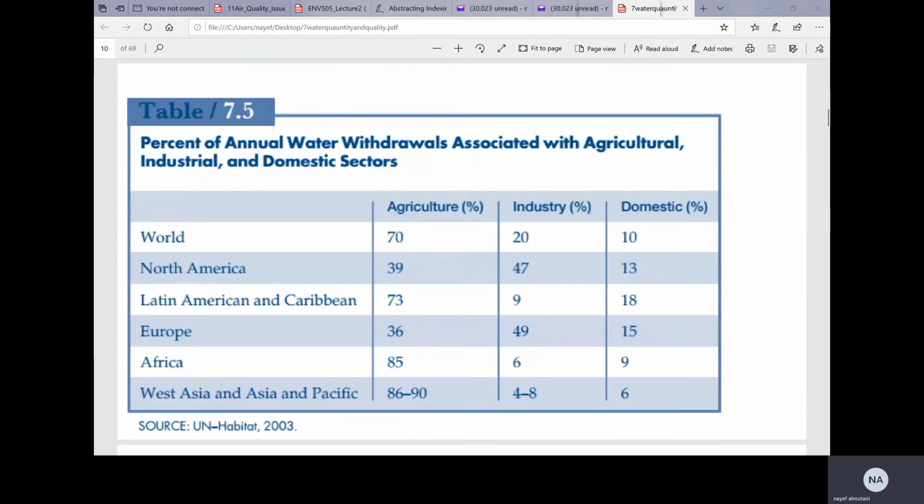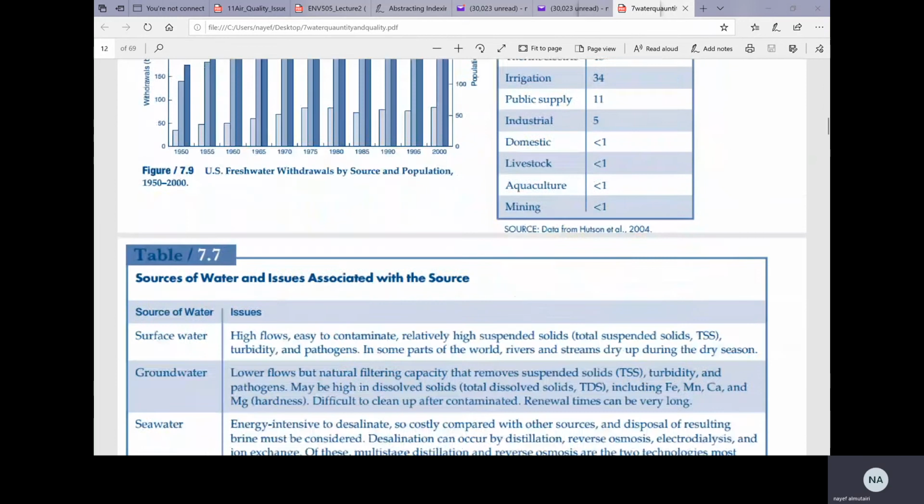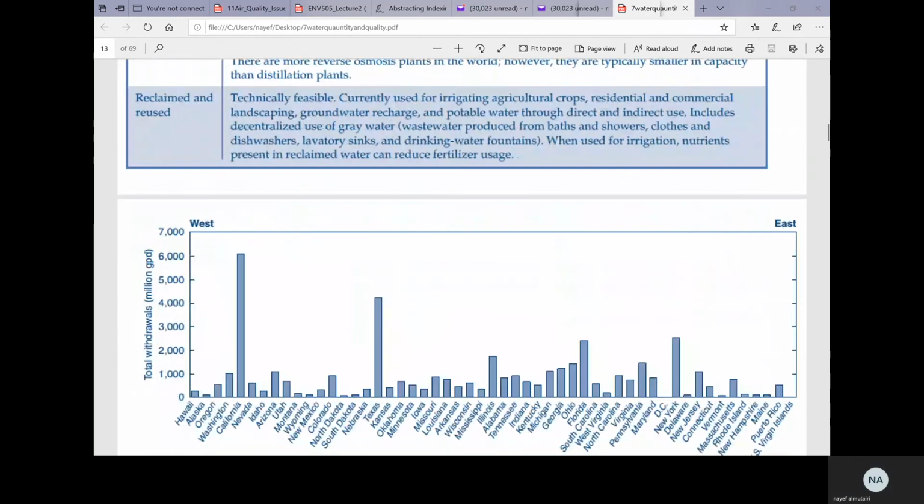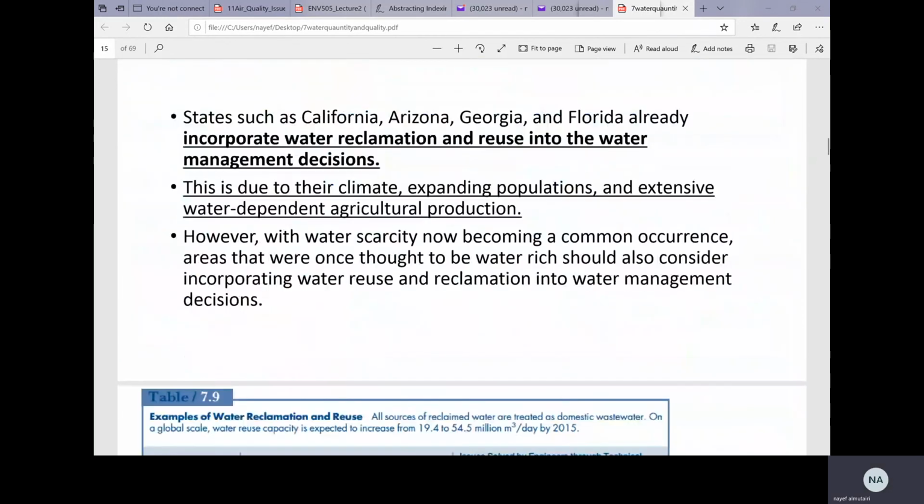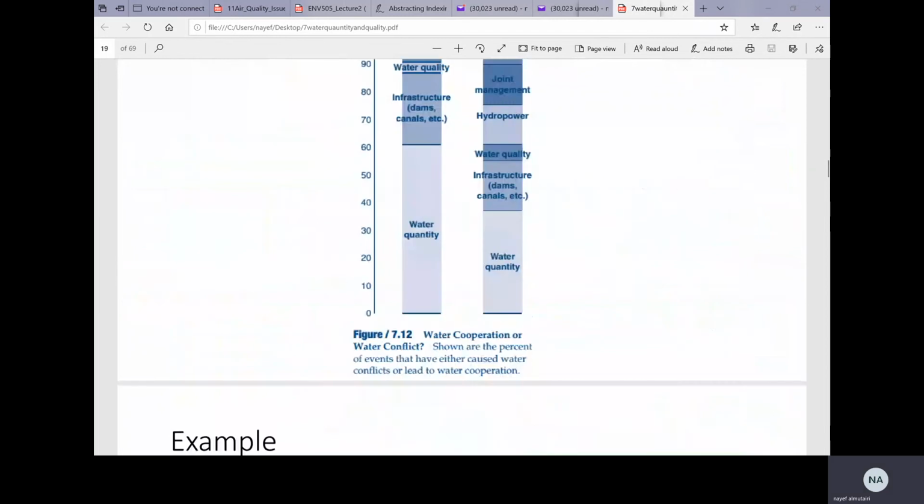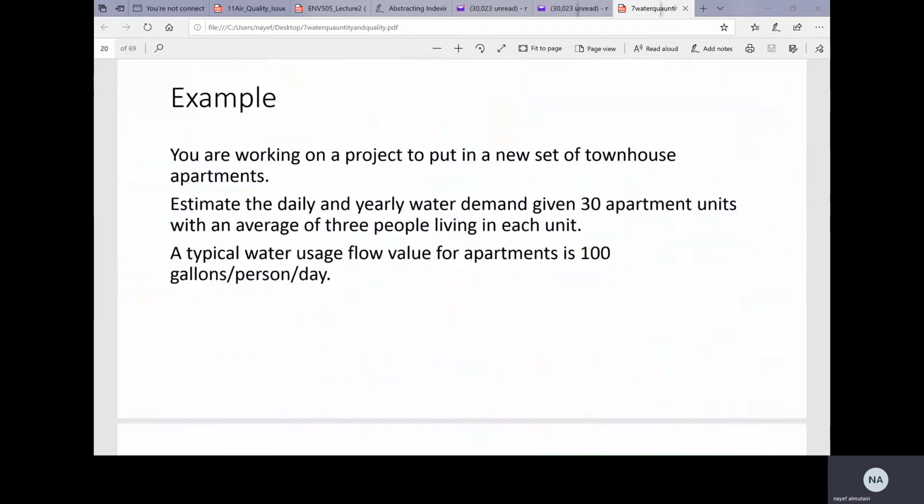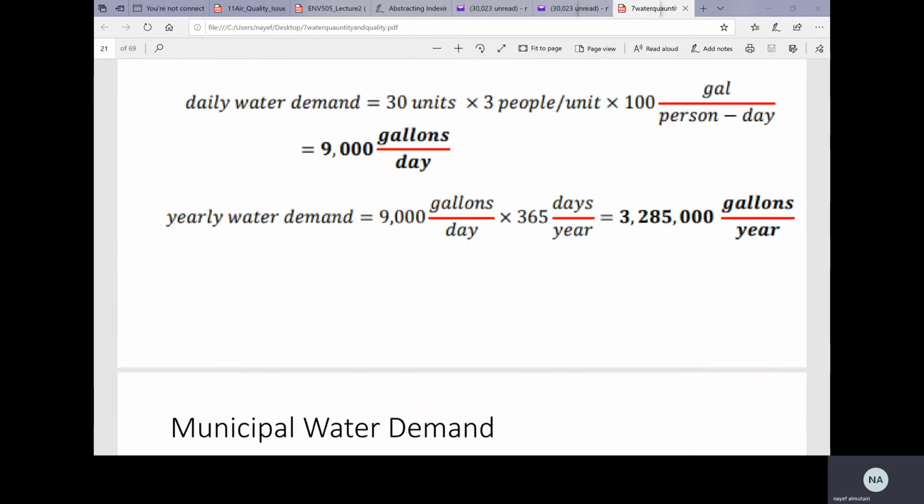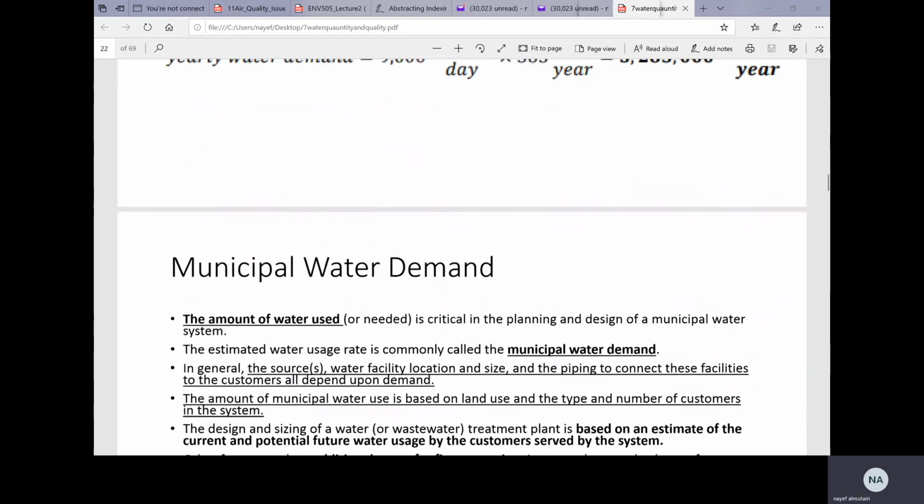So let's look for more slides that we'll be using in the final. This is also an example of how to design. Of course, you want to estimate the daily and yearly water demand. So this is one of the definitions too, or one of the examples that came in one of the finals, to find out how many gallons per year. So this is a good example.